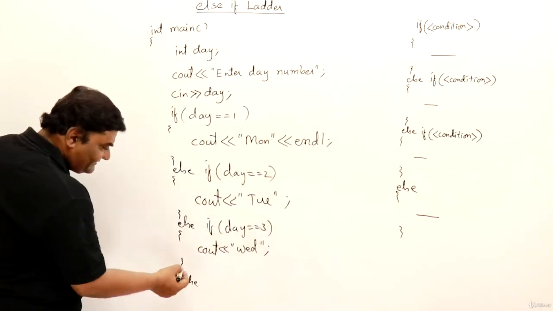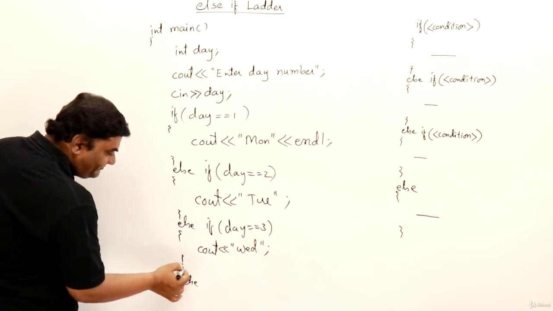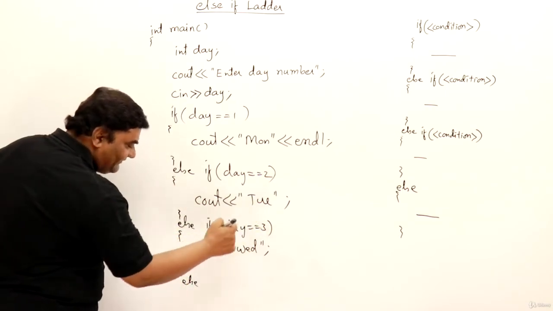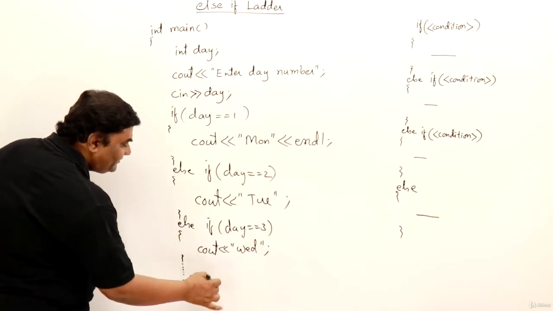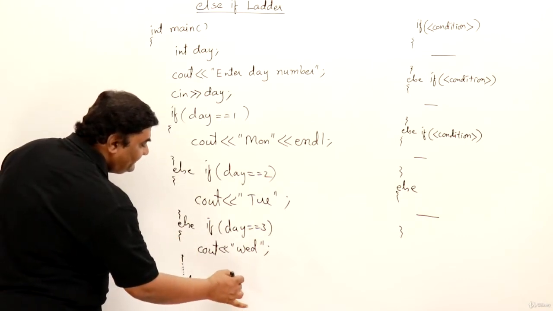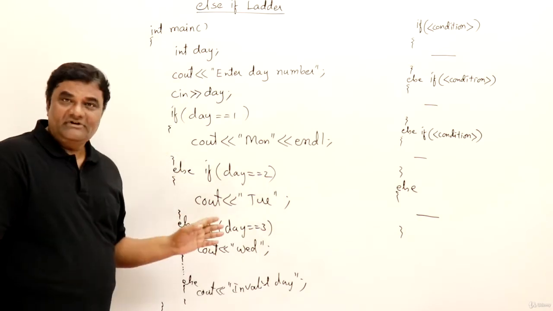At last, see this is, I am writing the continuation part. So continue. For 3 I have written 4, 5, 6, 7. All you have to write on. Then after that, cout invalid day. So this is the program.